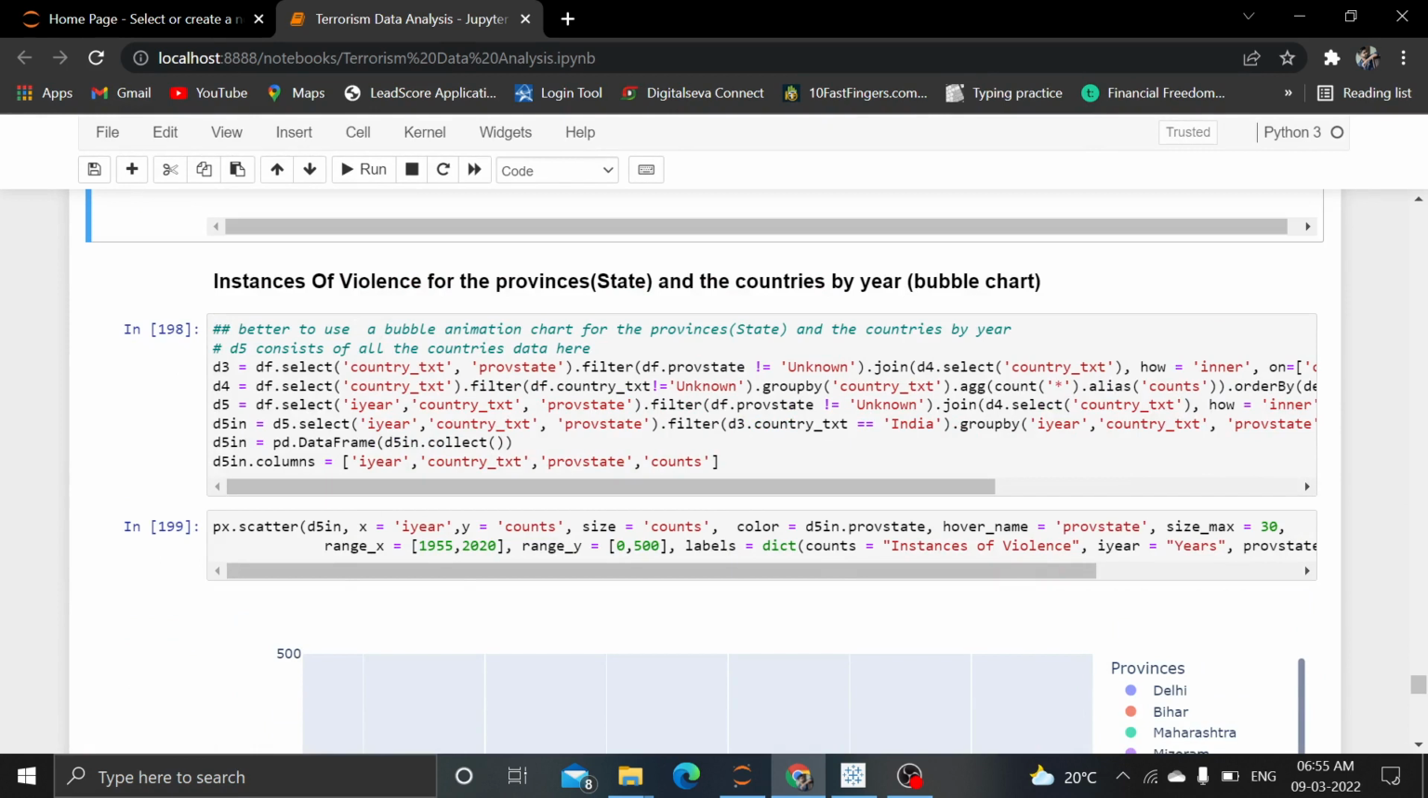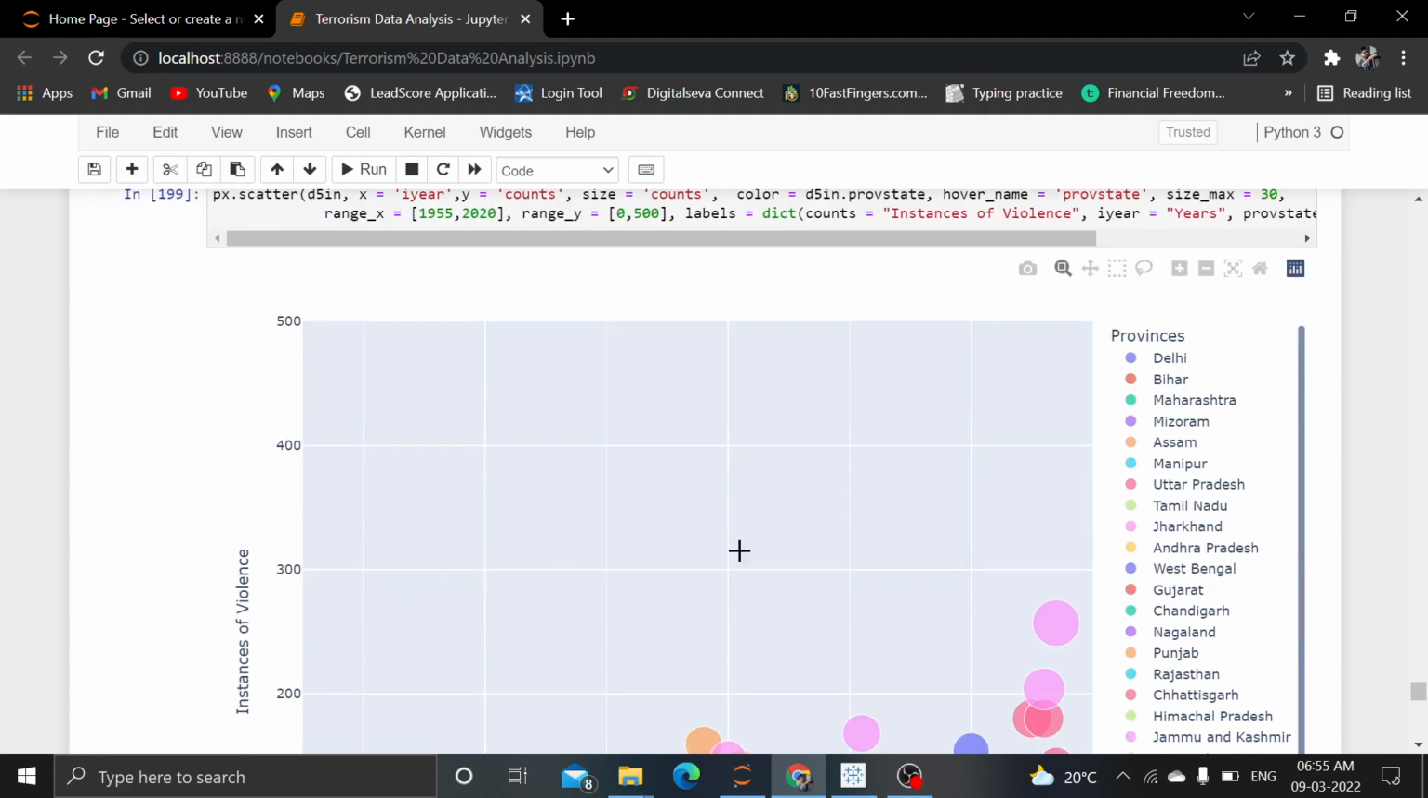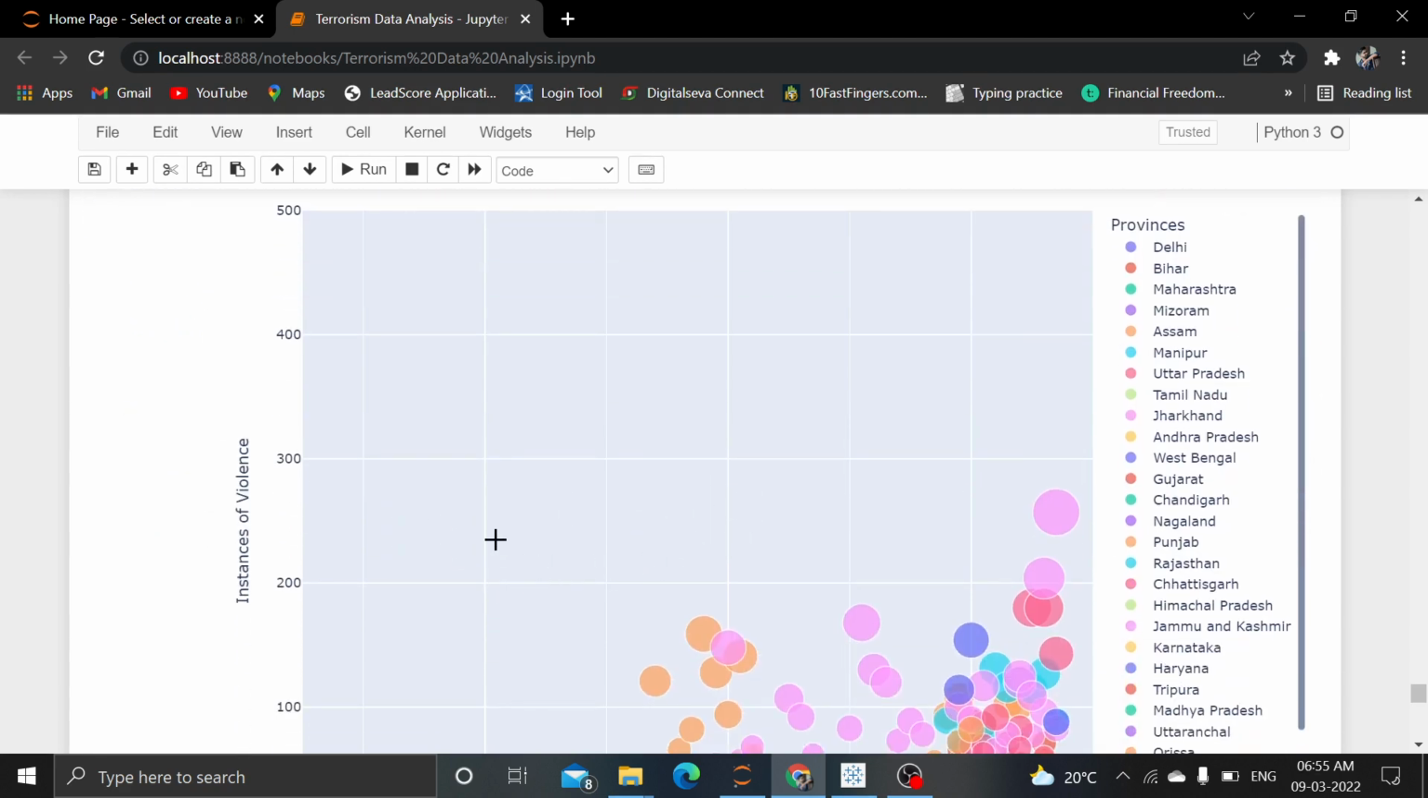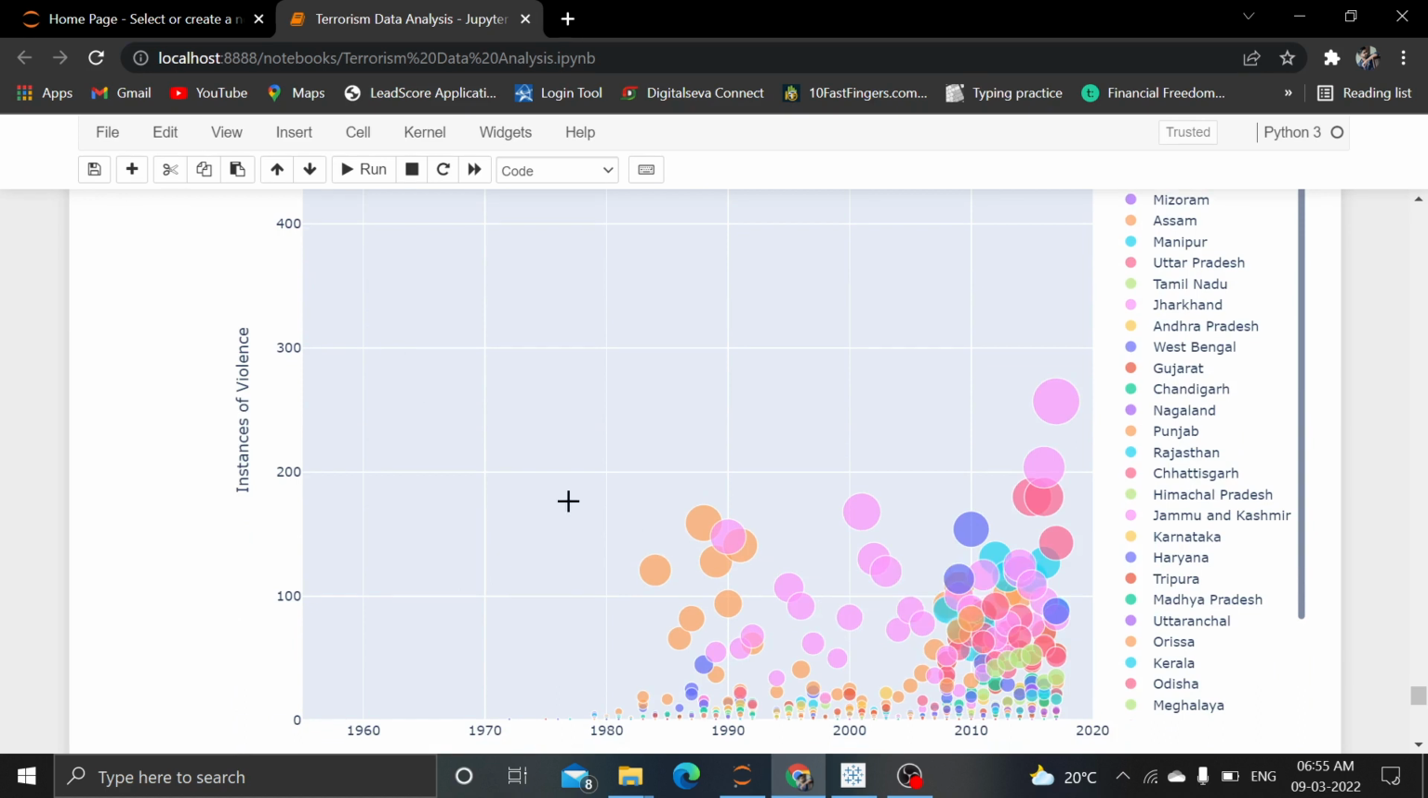Another graph shows instances of violence by province, that means state, and country by year. This is a scatter-wise bubble chart, and this is for India, not other countries. It shows the most targeted province or state in India.